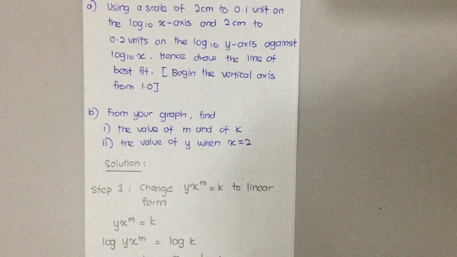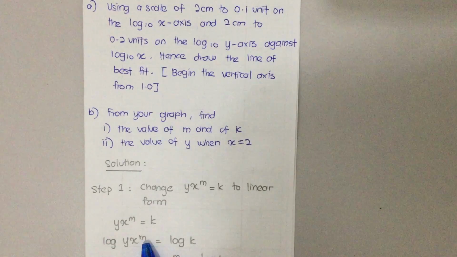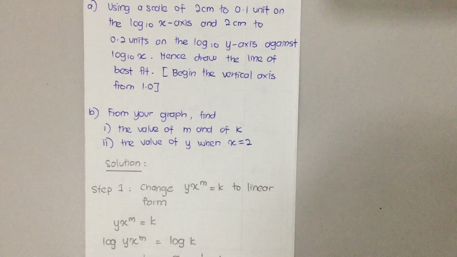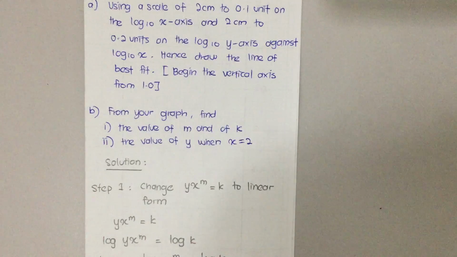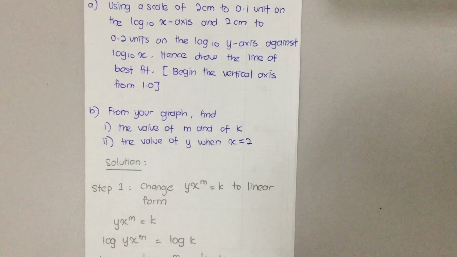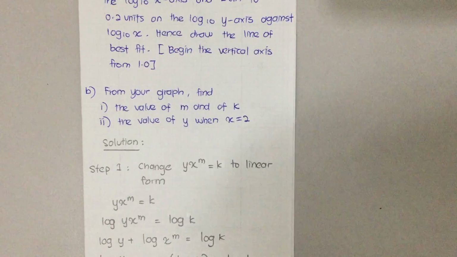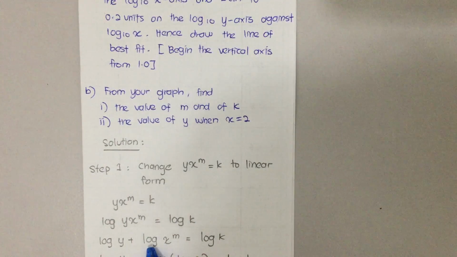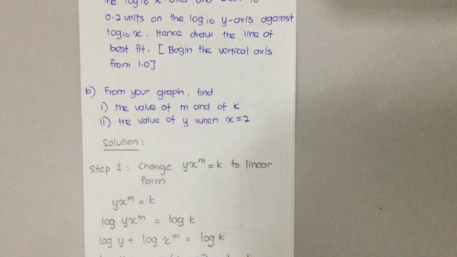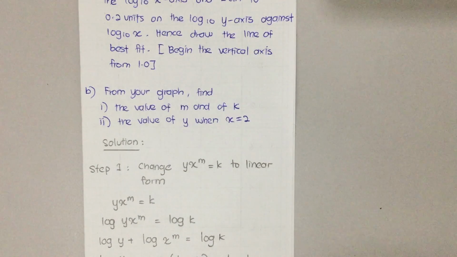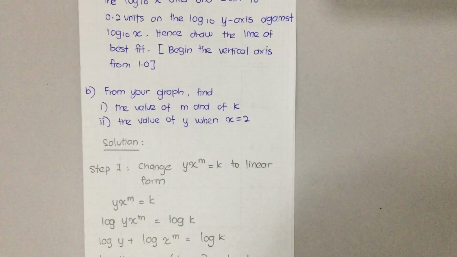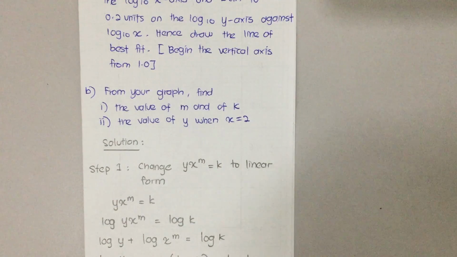Okay, let us continue. This y x to the power of m we can break into two by the addition of logarithms. Let us continue to the next step. From here you get log y plus log x to the power of m equals log k. Alright guys, we are very close to the straight line equation form. Let us continue to the next step.